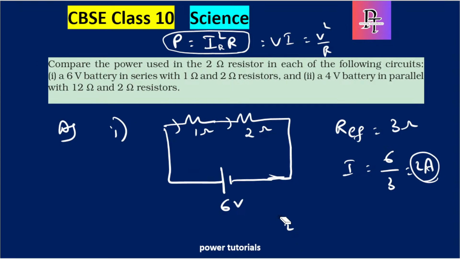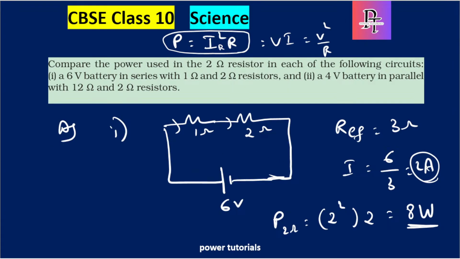So in this case the power with 2 amperes is very simple, which is I square R. As I told you, I will use the same formula. So power across the 2 ohms resistor is I square R, which is 2 square into R value, again 2 ohms, which is 4 into 2, which is 8 watt. Always remember the unit of power is watt.